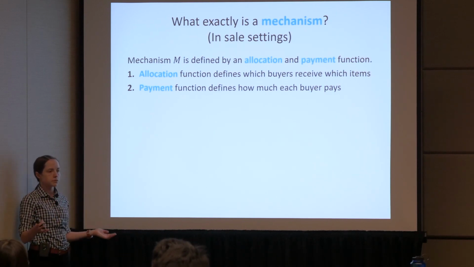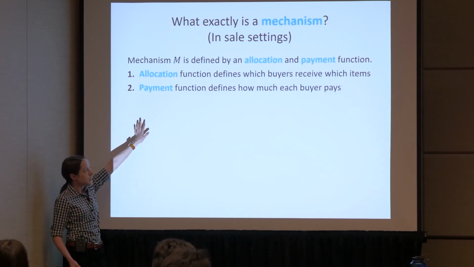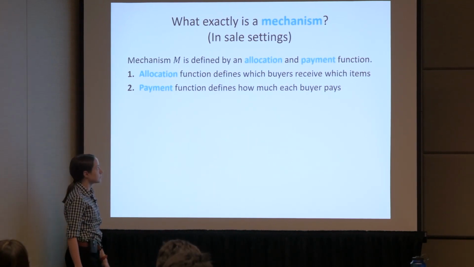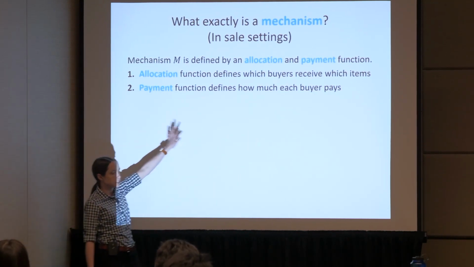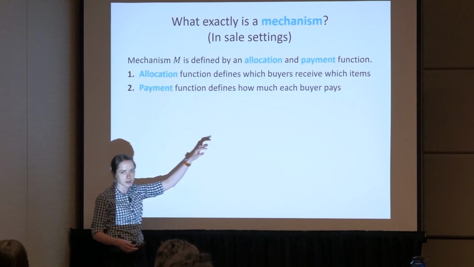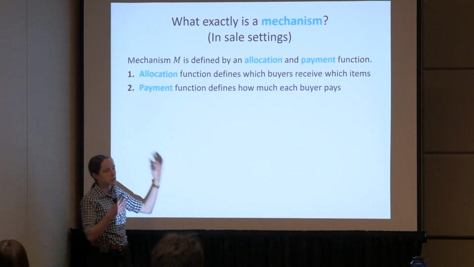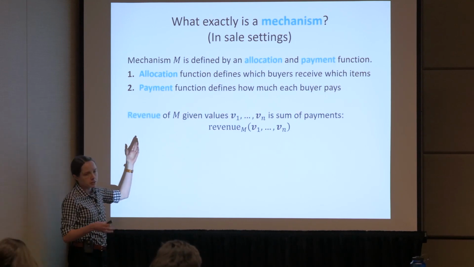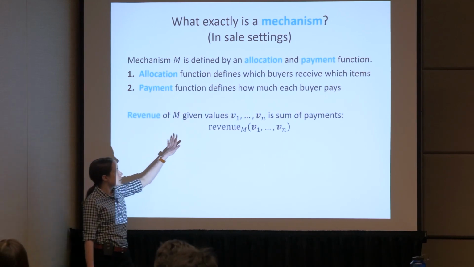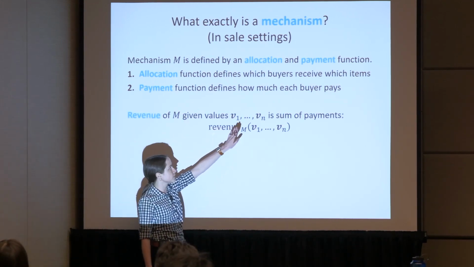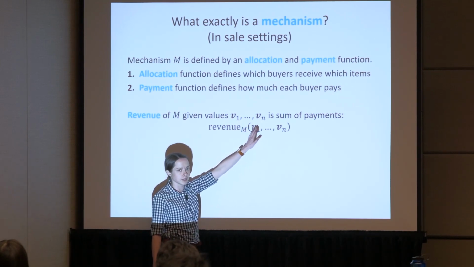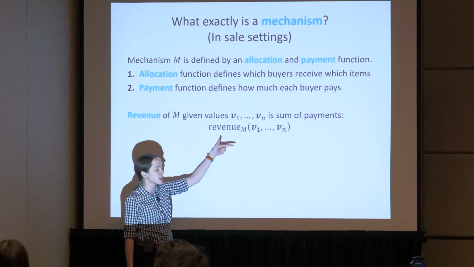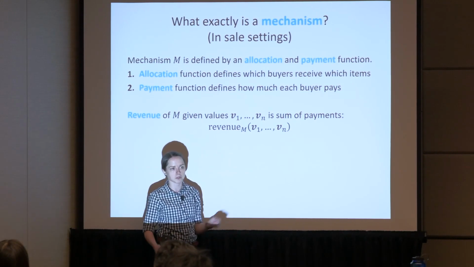A little more formally, a mechanism is always going to be defined by an allocation function and a payment function. The allocation function determines which buyers receive which items, and the payment function determines how much each buyer pays. The revenue is the sum of the prices. Given valuation vectors v1 up through vn for all N buyers, we're going to denote the revenue of a mechanism M as revenue M of v1 up through vn.